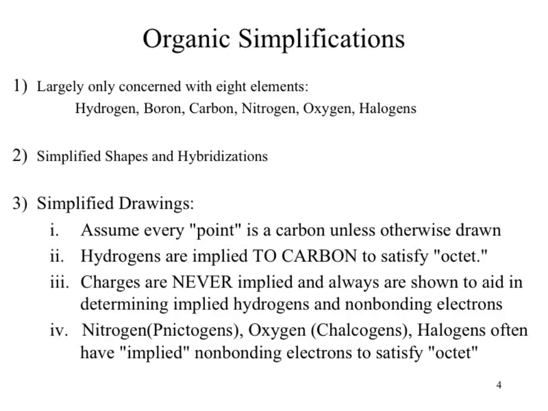So again, with our simplifications, we're really only concerned about roughly 10 elements. We'll deal with simplified shapes and hybridizations. We haven't talked about hybridization. That's in Chapter 3, but we'll deal with shapes today. And we'll look at simplified drawings. Every point is a carbon atom. The only way it becomes not a carbon is if you say it's something else, and we do that by using that symbol. Hydrogens are almost always implied to carbon, and they will be implied to carbon to satisfy carbon's octet. So if I draw out this compound, how many hydrogens are in it?